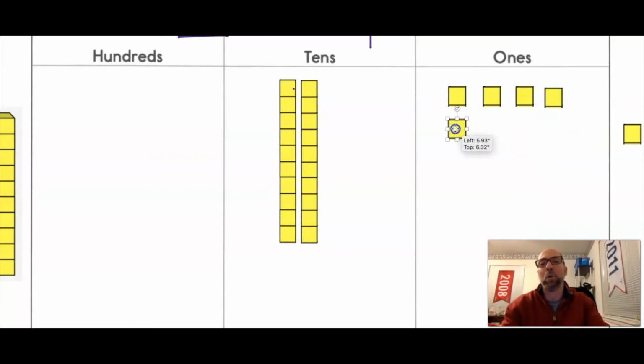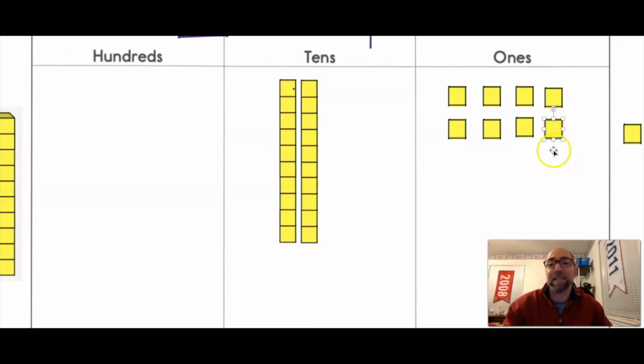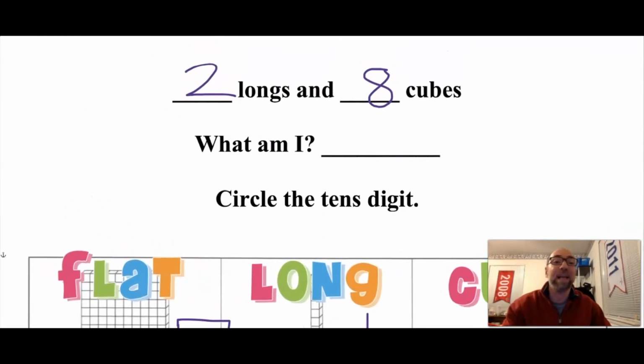Here's my longs and cubes. Does yours look the same? Remember, you're using lines and dots if you don't have your base 10 blocks. Now we have to count it. 10, 20, 21, 22, 23, 24, 25, 26, 27, 28. So what am I? 2 longs and 8 cubes is the number 28. Go ahead and write the number 28 on your sheet protector.